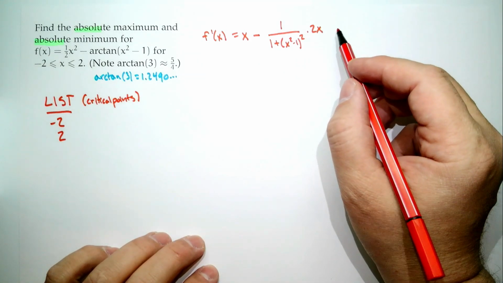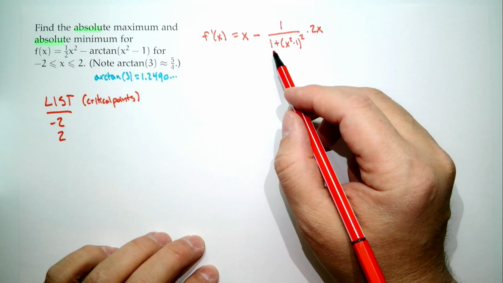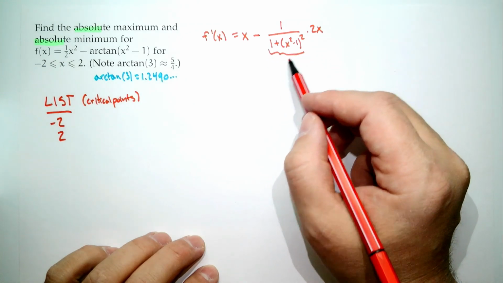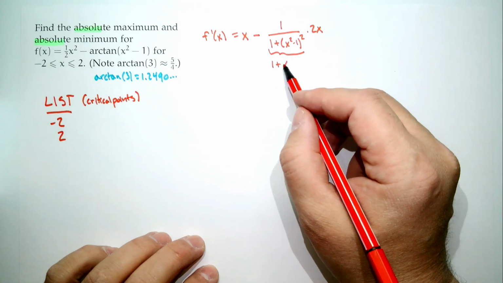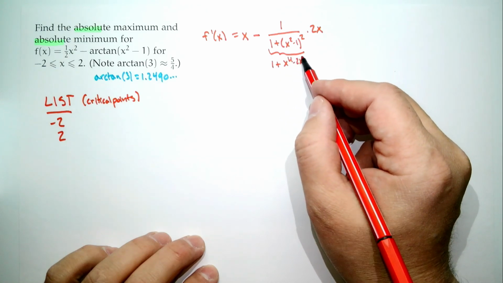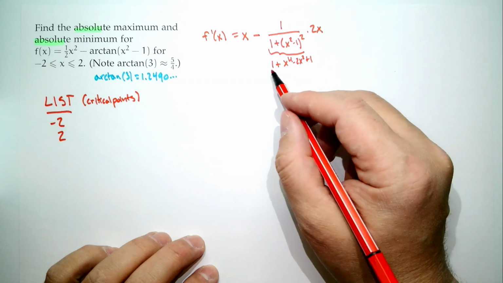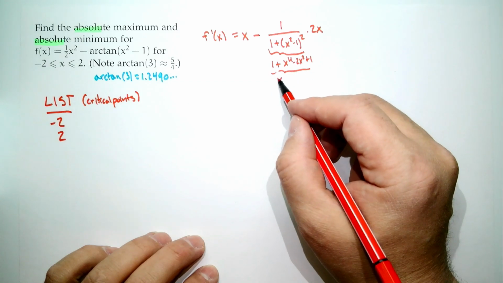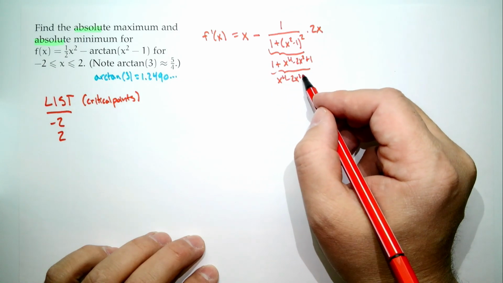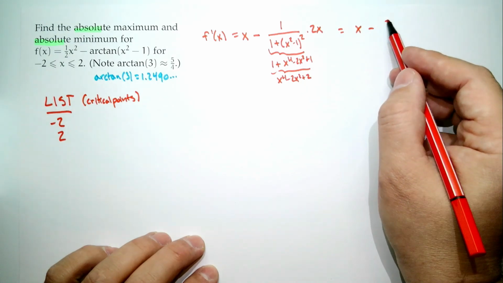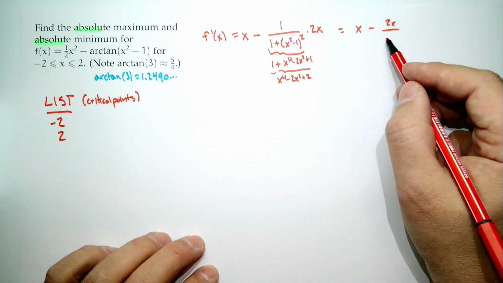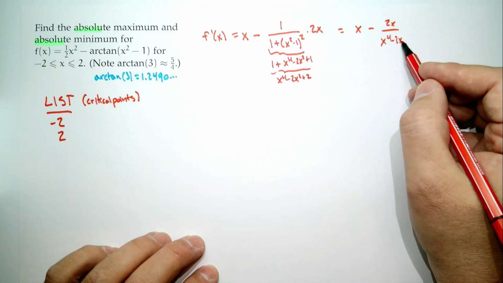Well, let's see, what can we do? We can work on this denominator. If we expand it out, that would be 1 plus x to the 4th minus 2x squared plus 1. Or we could really say this is x to the 4th minus 2x squared plus 2. So currently we have x minus 2x over x to the 4th minus 2x squared plus 2.